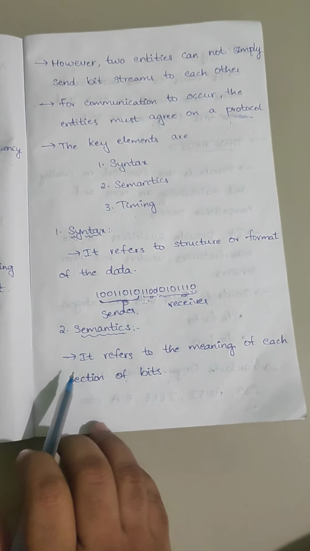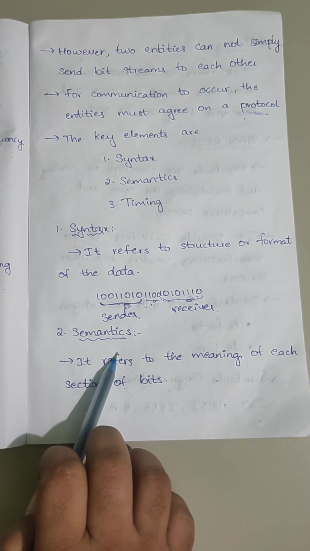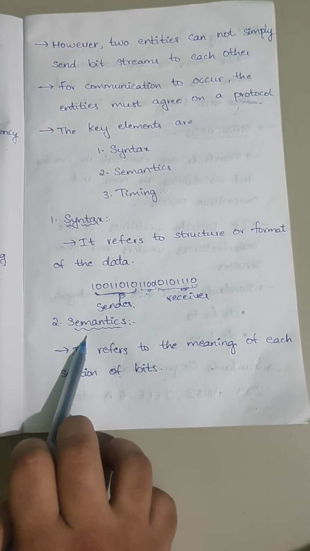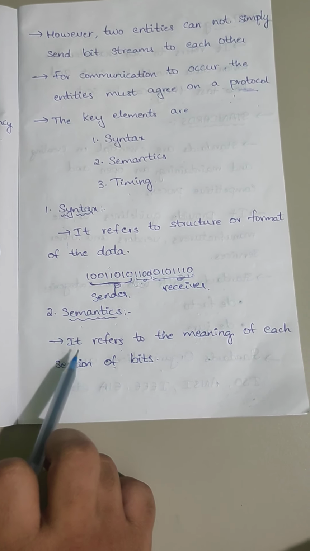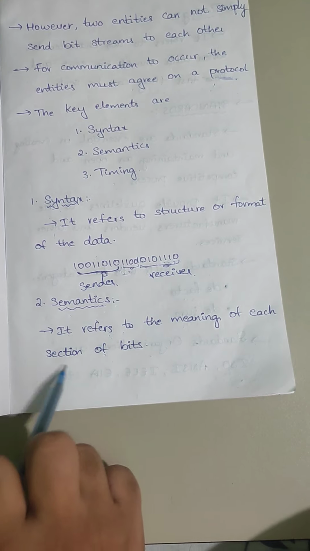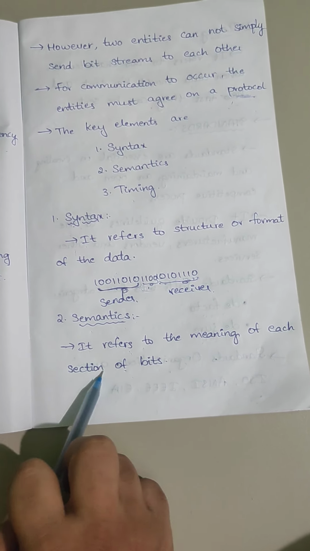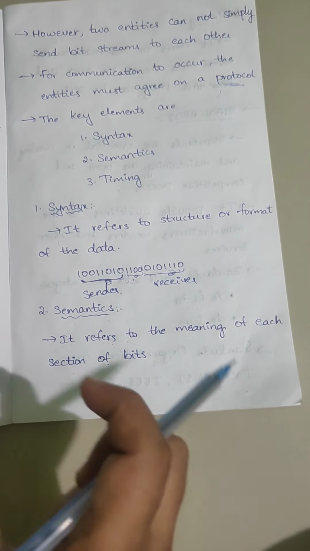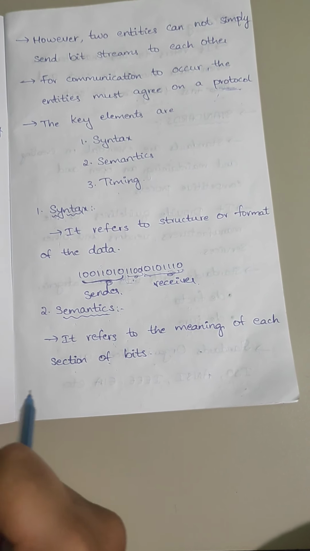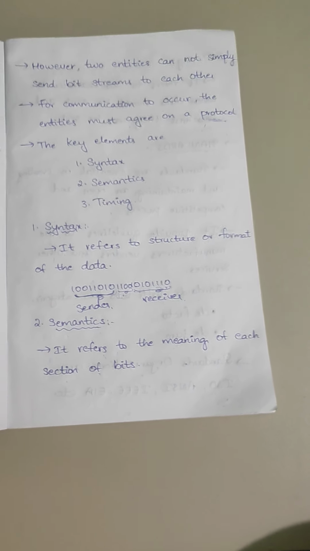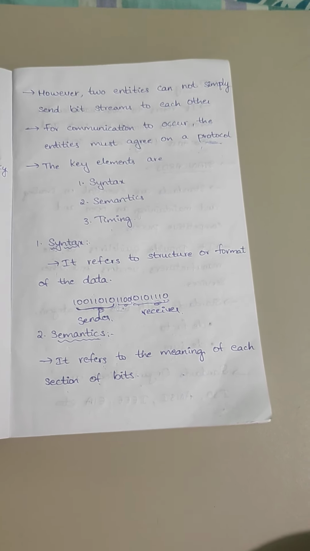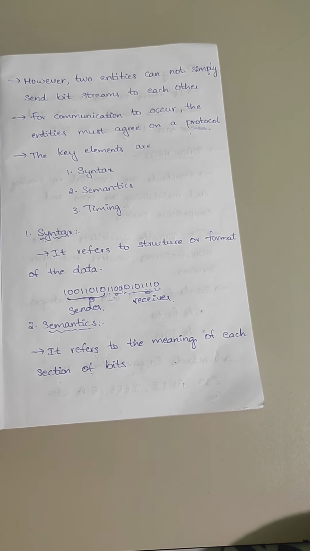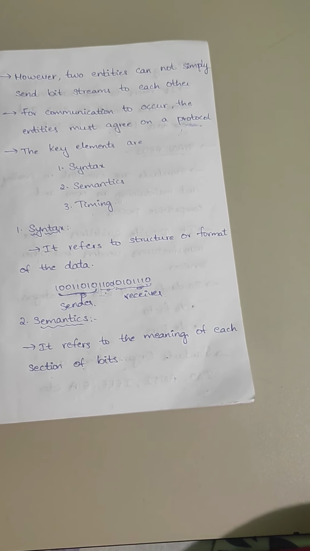And next one is semantics. The next key element of the protocol is semantics. The word semantics refers to the meaning of each section of bits, that is how a particular pattern is to be interpreted and what action is to be taken based on that pattern. For example, does an address identify the route to be taken or the final destination of the message?